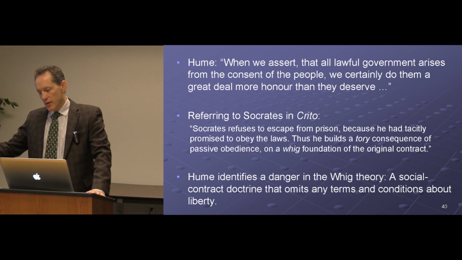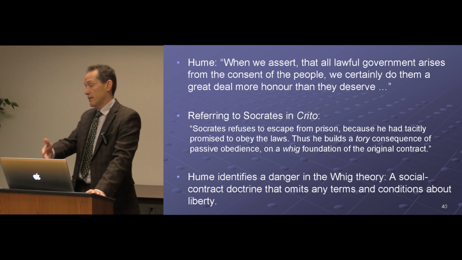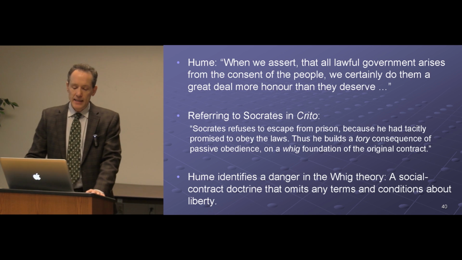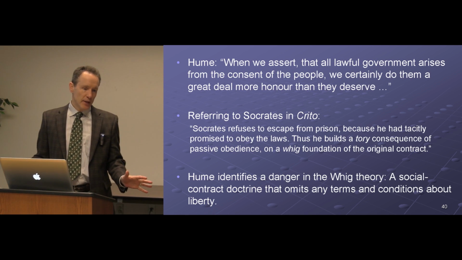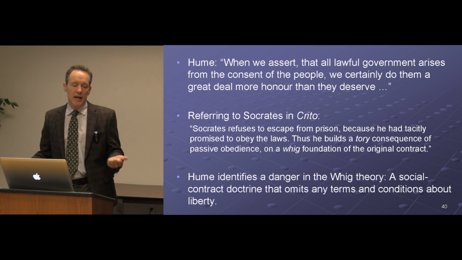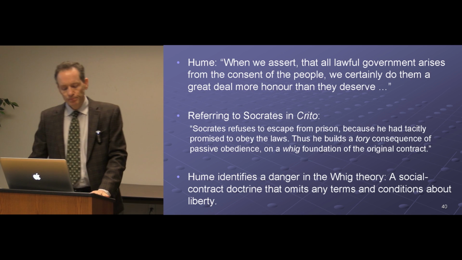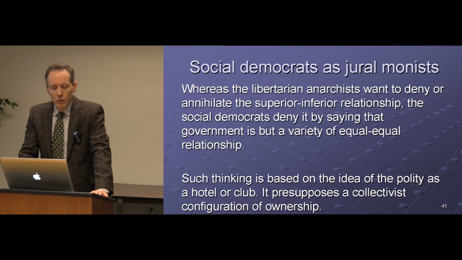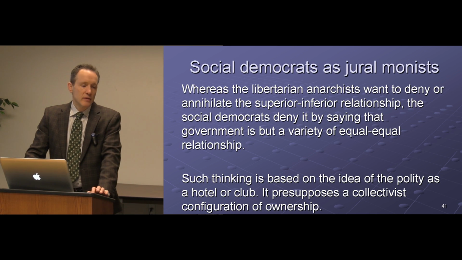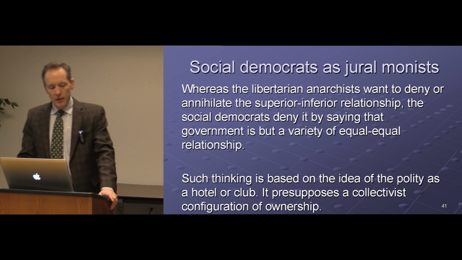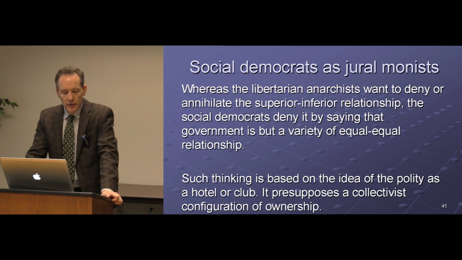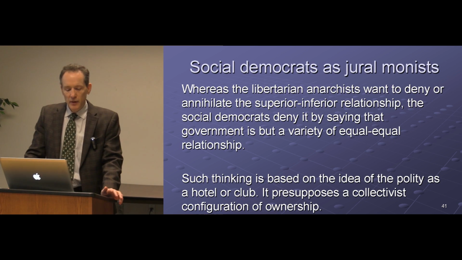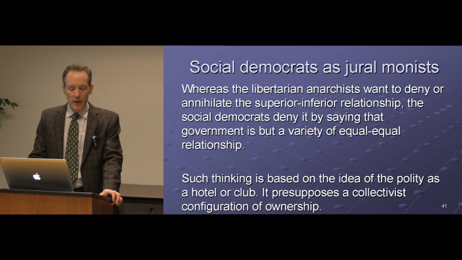that it's very easy for people to slide from this sort of tacit, what is implicit perhaps in Locke, of an overall liberty idea, to basically dropping liberty or redefining liberty, as of course happened at the end of the 19th century. And in this way, this brings us to the Social Democrats and how they as well can be seen as a form of jural monism. Whereas the libertarian anarchists want to annihilate the superior-inferior relationship, the Social Democrats deny it by saying that the government is but a variety of the equal, okay?